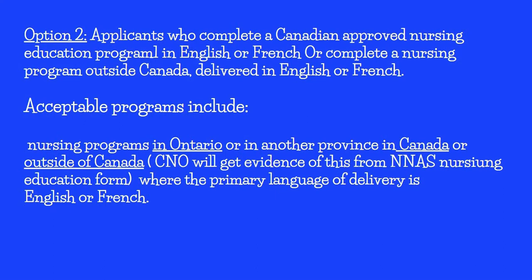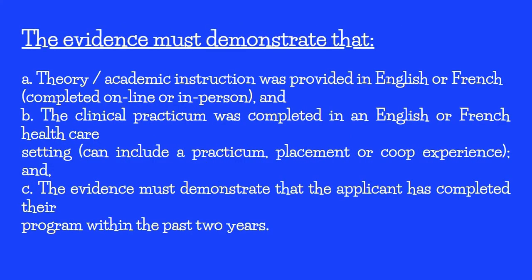So acceptable programs under this are the nursing programs conducted in Ontario, in another province of Canada, or outside of Canada. For outside of Canada, obviously the CNO will get the evidence from the NNAS, from the nursing education form which is sent to the NNAS by your educational institute, right? So they will clarify that you have been taught in English, you know how to speak English, you can comprehend English very well, both verbally and in writing, right? So that is the second evidence.